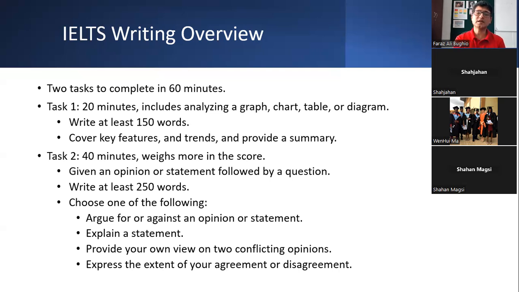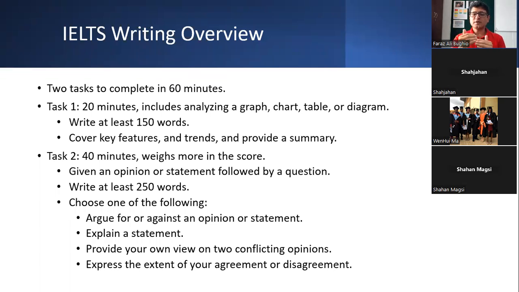Then writing task 2. So you're given 40 minutes for that. And then, as you can see, you have to write 250 words. Time given for this task is 40 minutes. So that means it has got more weightage. So you must give more importance to this than you would give to task 1.